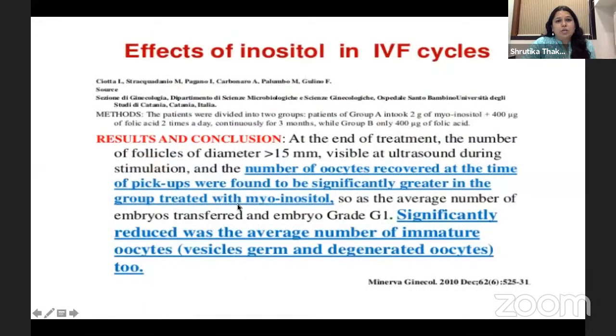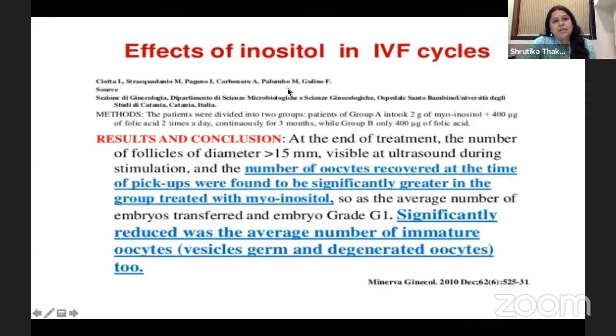But inositols have not been mentioned in these guidelines, and the reason is that the West follows evidence, and the evidence is still coming up. There are more and more papers, and I'm sure that in the next couple of years we are going to have more guidelines that suggest use of inositol effectively in ovulation induction studies also.